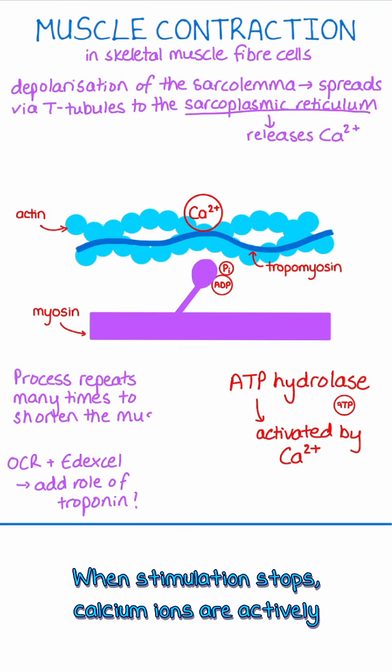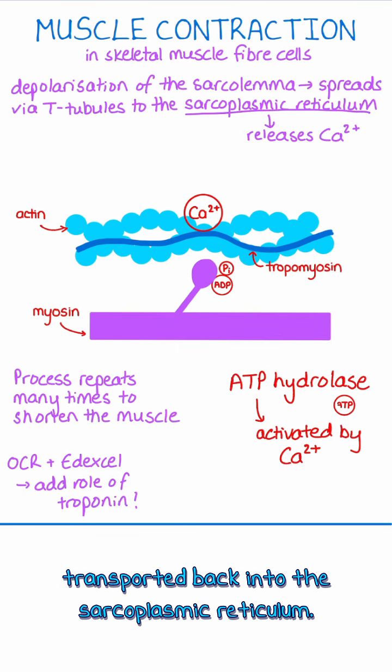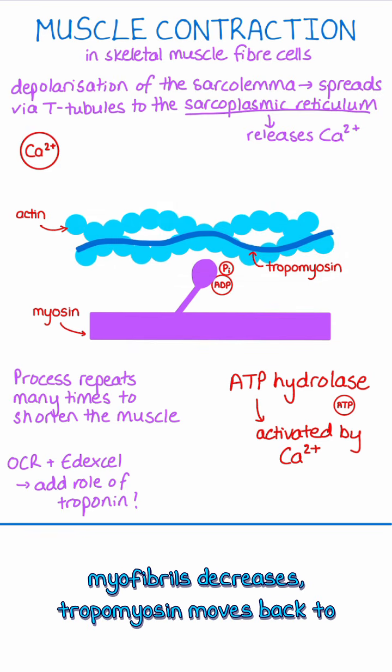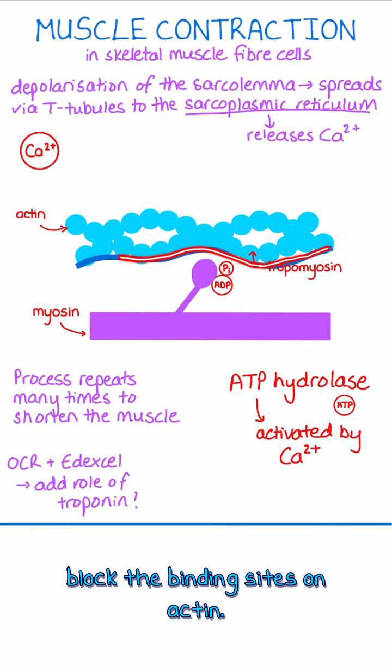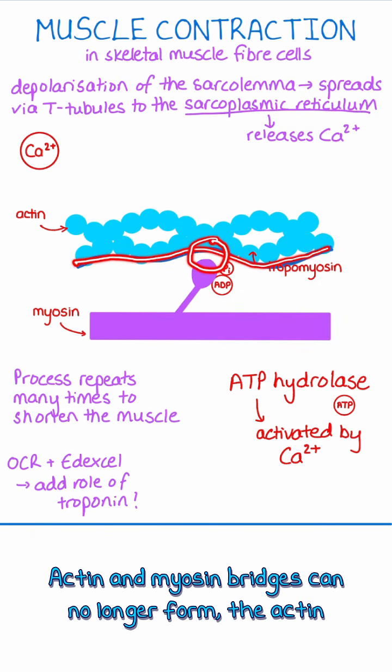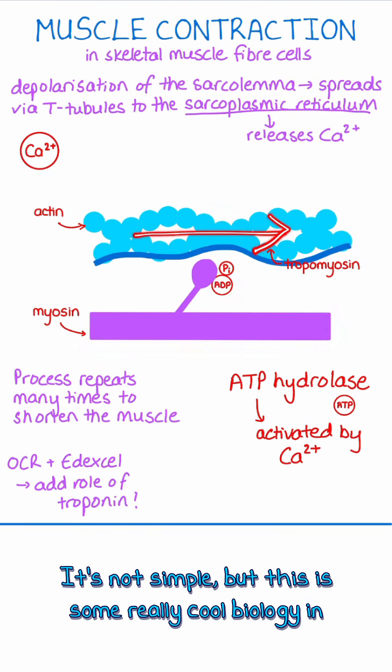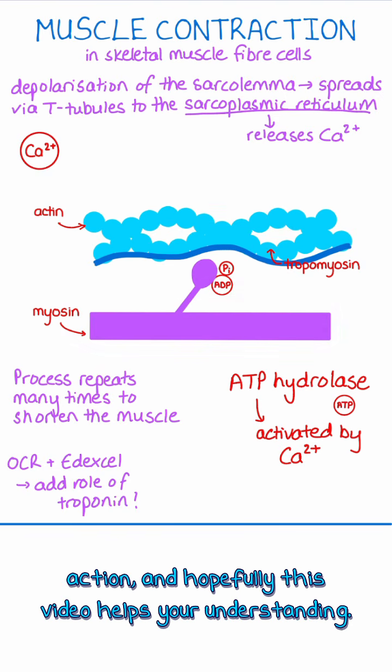When stimulation stops, calcium ions are actively transported back into the sarcoplasmic reticulum. As the concentration of calcium ions in the myofibrils decreases, tropomyosin moves back to block the binding sites on actin. Actin and myosin bridges can no longer form, the actin filaments slide back to where they started, and the muscle relaxes. It's not simple, but this is some really cool biology in action, and hopefully this video helps your understanding.